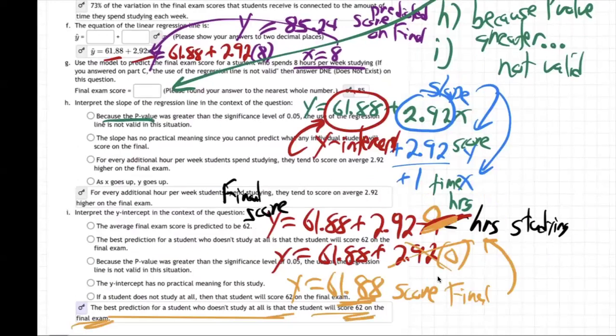Now, what if that had been negative? Sometimes it'll be negative 61.88. So that would mean if you study 0 hours per week, we're predicting you'll get a negative 62 on the final. Well, you can't get a negative on the final. That's impossible. If you get something crazy like that, then you would choose that the y-intercept has no practical meaning. If you have something negative that can't be negative, you would just say it's not practical, because sometimes it's not. So that's how we do all of that.